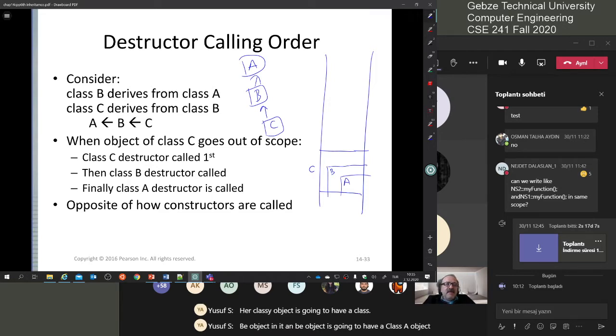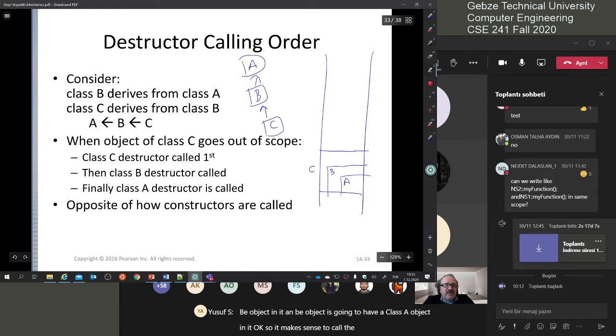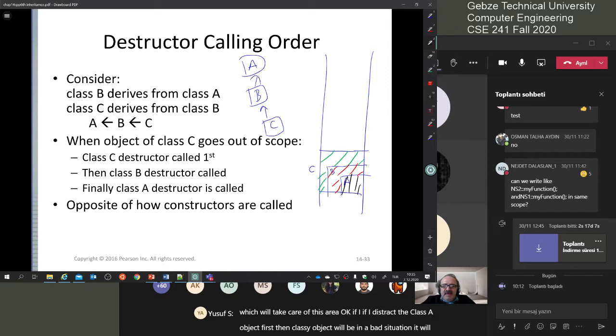So it makes sense to call the destructor of class C first so that it can take care of this area. Then the class B destructor will be called, and it will take care of this area. And finally, we will call the destructor of A, which will take care of this area. If I destruct the class A object first, then the class C object will be in a bad situation. It will be a disabled class object, because it is missing some part of it. But if we start from the other end, from C, then B, then A, that's the right order. And we cannot change this.